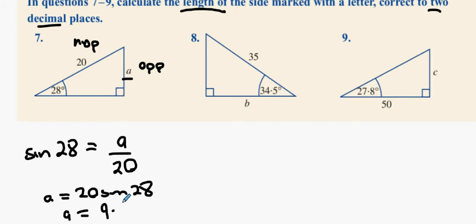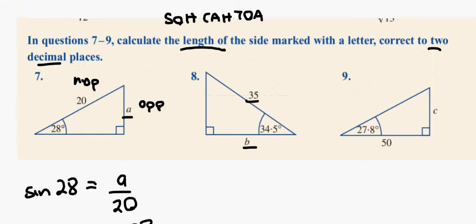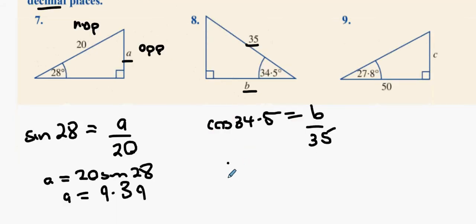Alright. Next one, if you look at question 8, guys. We know the hypotenuse. We want the adjacent. What function should I use there? We know the hypotenuse. We want to find the adjacent. Cos. Cos 34.5 must equal B over 35. And then we're going to have 35 cos 34.5. What do you get for that, Dave?